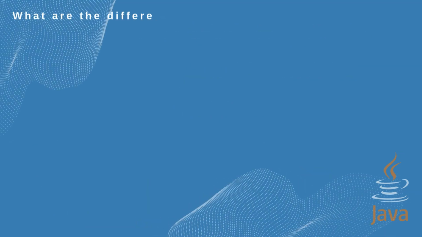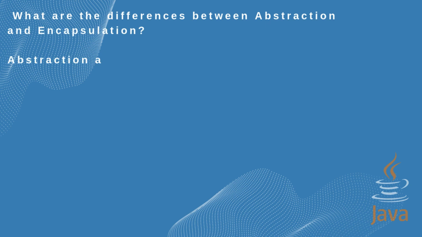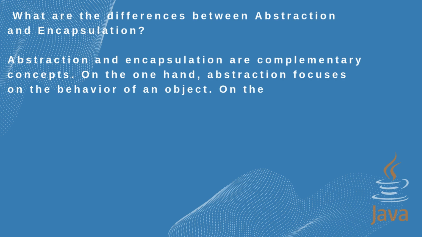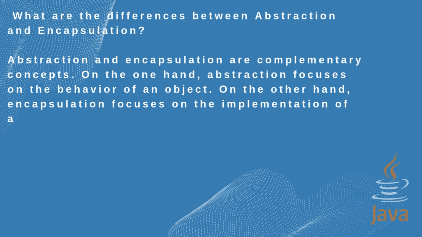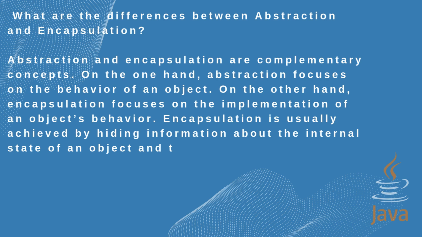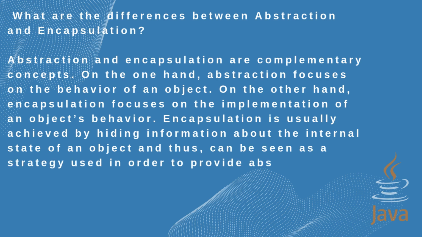What are the differences between abstraction and encapsulation? Abstraction and encapsulation are complementary concepts. On the one hand, abstraction focuses on the behavior of an object. On the other hand, encapsulation focuses on the implementation of an object's behavior. Encapsulation is usually achieved by hiding information about the internal state of an object, and thus can be seen as a strategy used in order to provide abstraction.